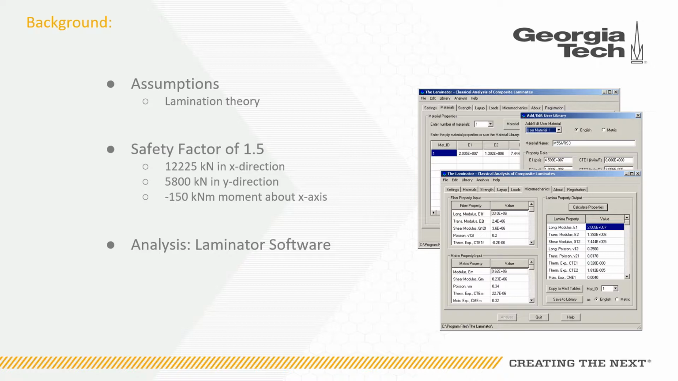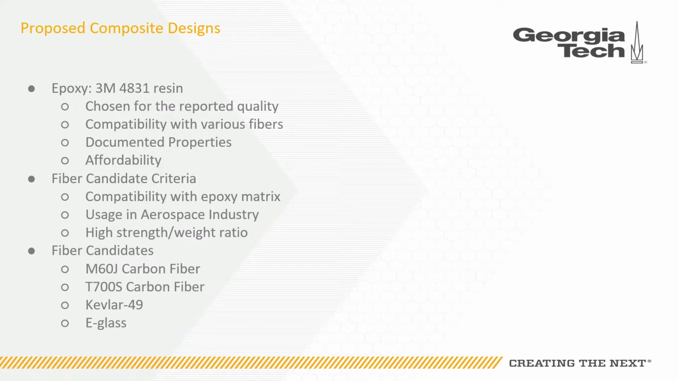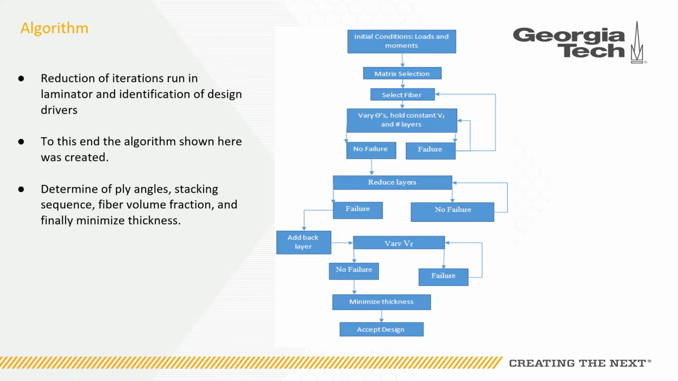We used Laminator software, which takes in loads and moments as well as material properties and determines the stresses and strains in each lamina. First, the team chose 4831 epoxy resin for the matrix. We then narrowed down the fiber based on the criteria of compatibility with epoxy and usage in the aerospace industry. This left us with the options of Kevlar 49, E-glass, and 2 carbon fibers.